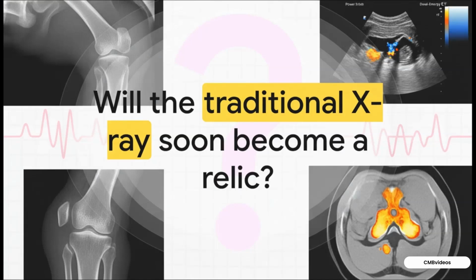Which brings us to a pretty fascinating final thought. With the rapid rise of highly sensitive MRI, powered Doppler ultrasound, and dual-energy CT, we are getting incredibly good at visualizing early cellular inflammation and specific crystal deposits long before bone gets destroyed. So it really makes you wonder, how long will it be before we completely stop waiting for permanent structural bone damage to finally appear on a plain X-ray? Will the traditional light box soon become a relic of the past in rheumatology? It's a huge shift in how we see disease.